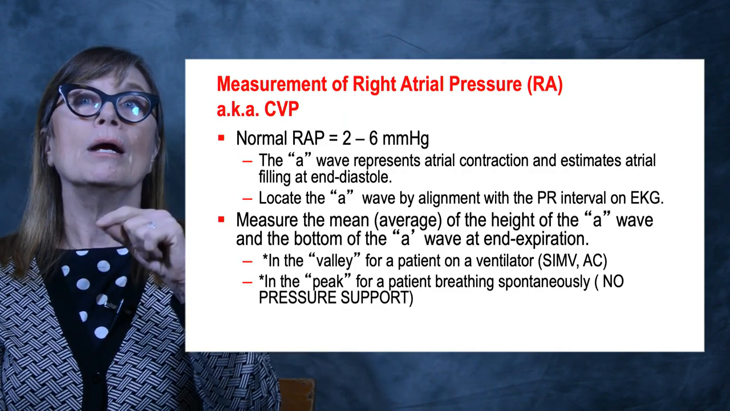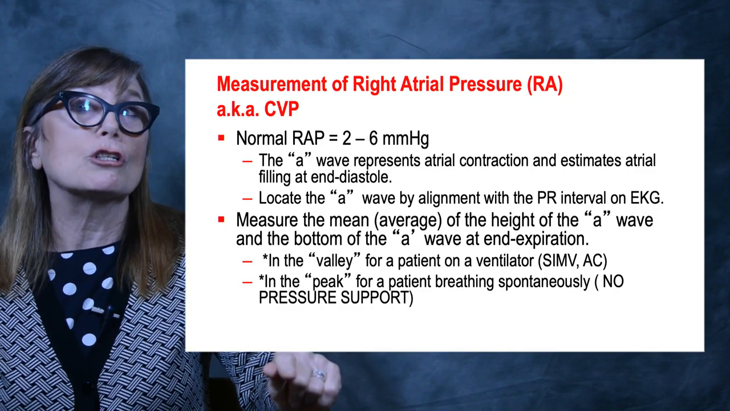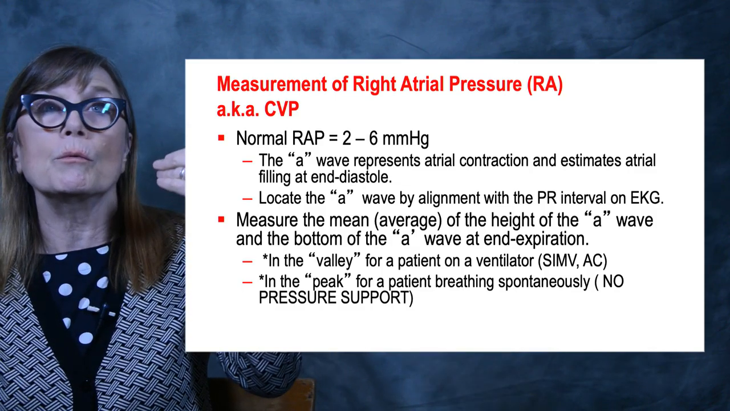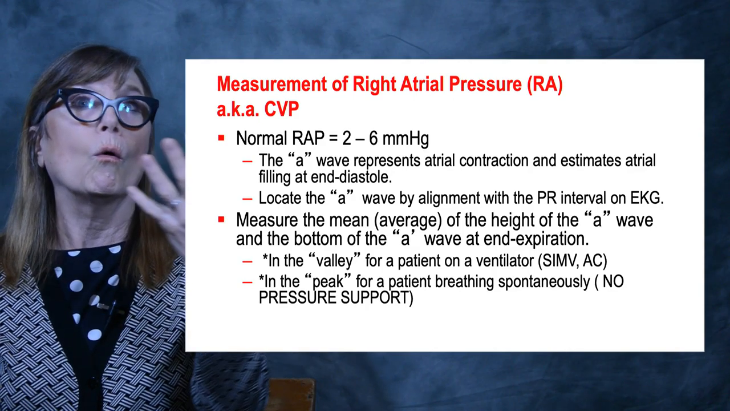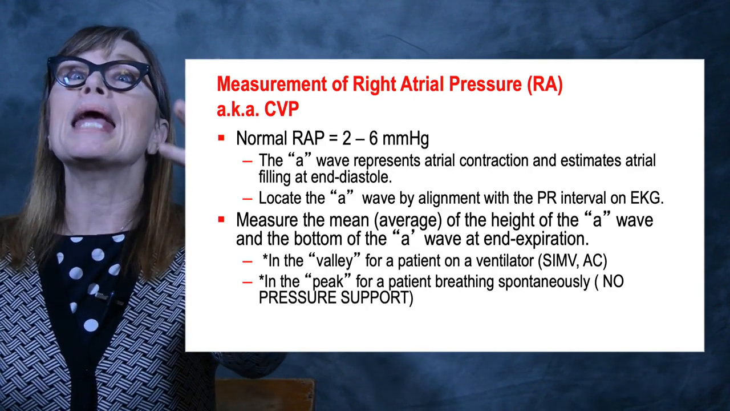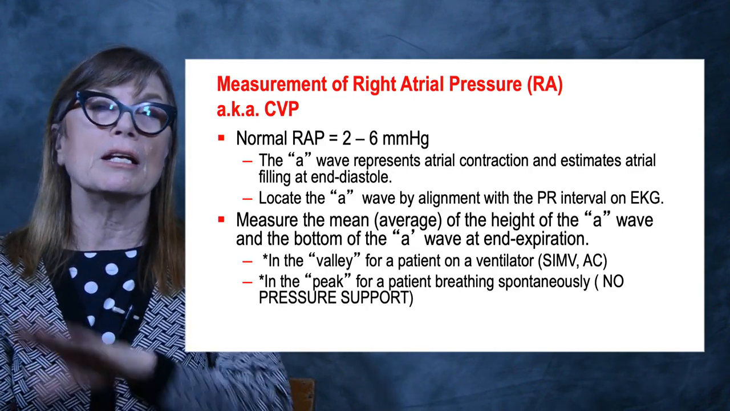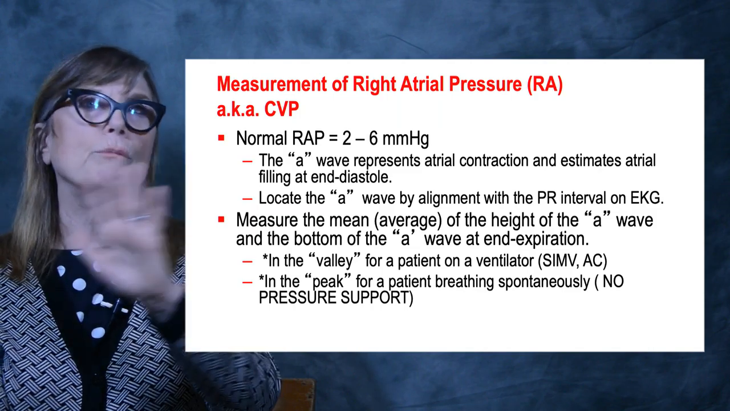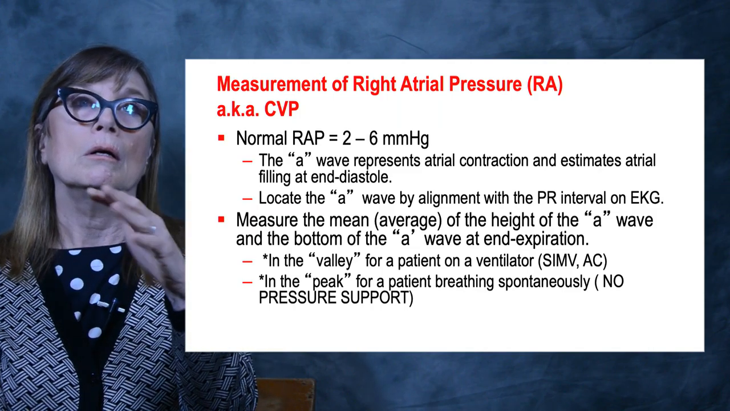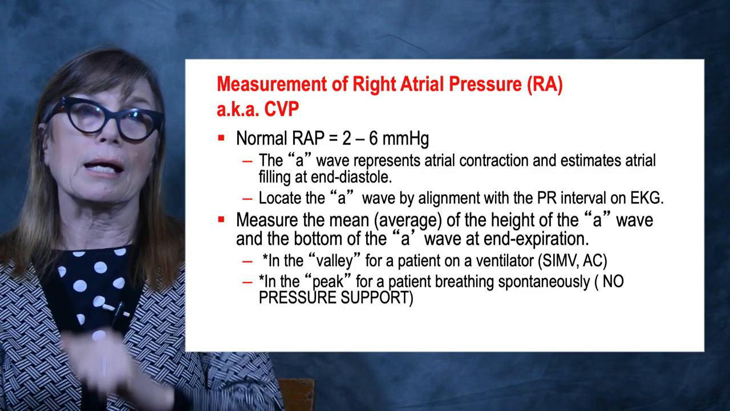and we're going to measure that, remember, in the valley for the patient who is on a ventilator, on SIMV with pressure support or assist control or BiPAP, and in the peak for a patient who is breathing spontaneously, but they can't even be getting pressure support, no positive pressure at all, then you read CVP in the peak.